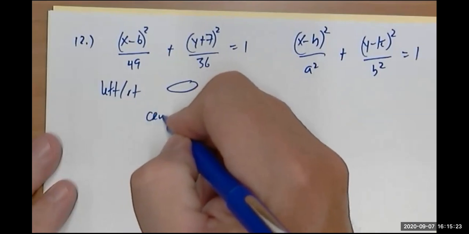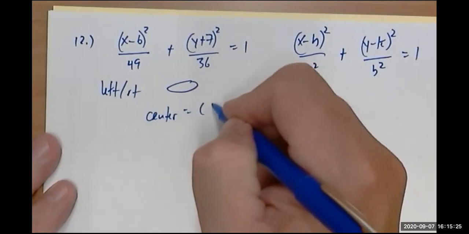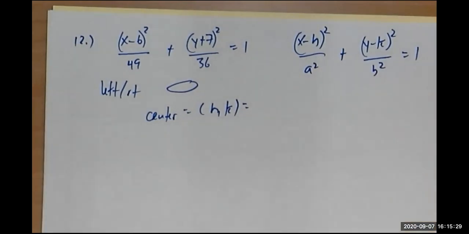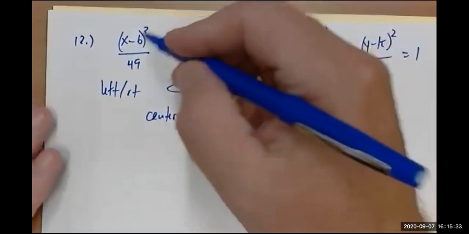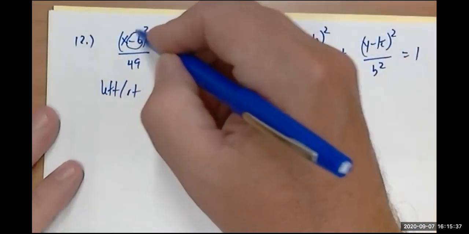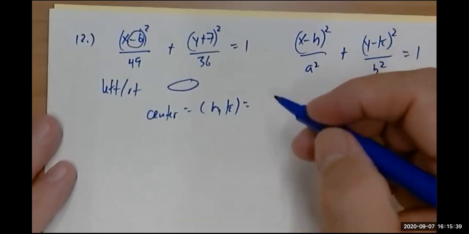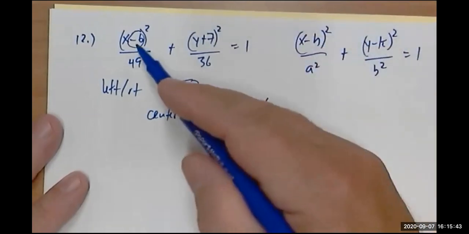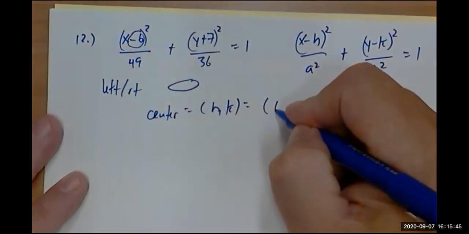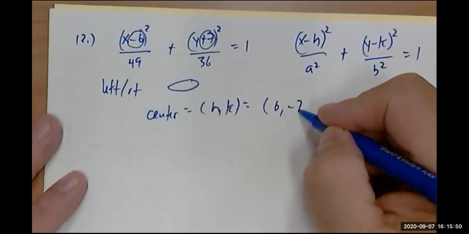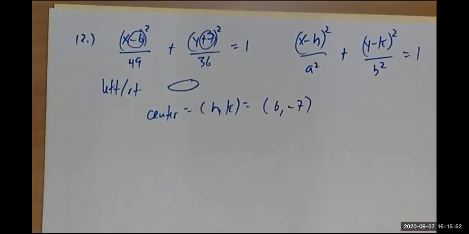Now the center, which is (h, k). This is the same method I use for parabolas when I find the vertex. I know this is my h here, but you take the number including the sign, and then when I look at the center, I always do the opposite. So I got a minus 6 here. That means it's 6. Here I've got a plus 7. The opposite would be negative 7.